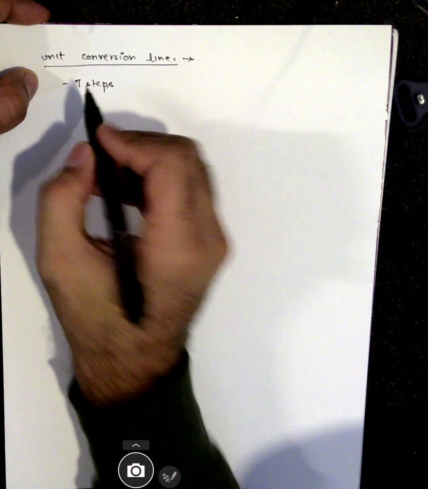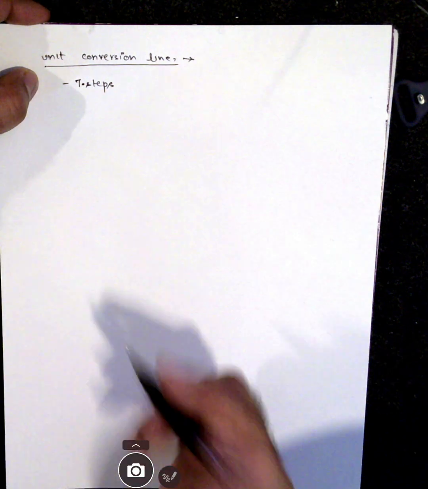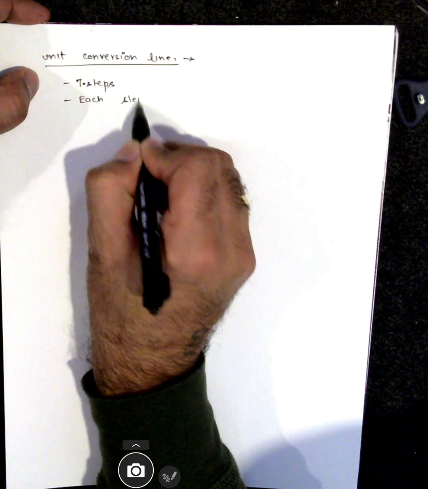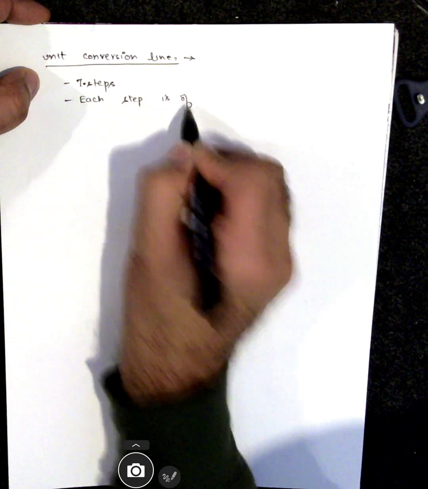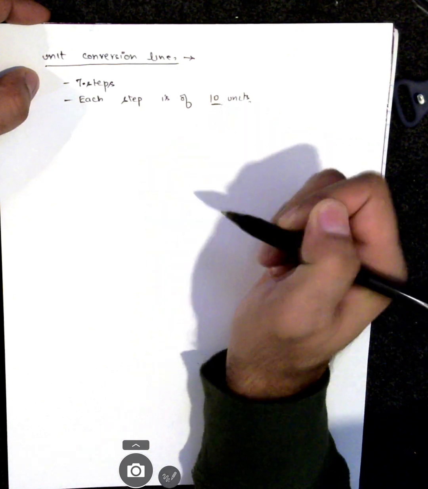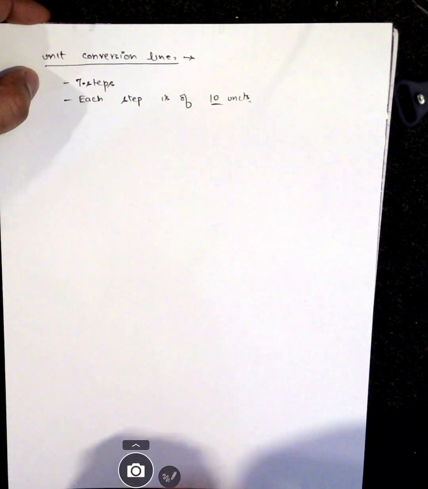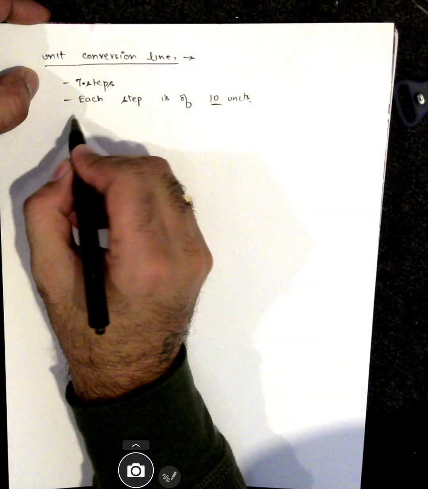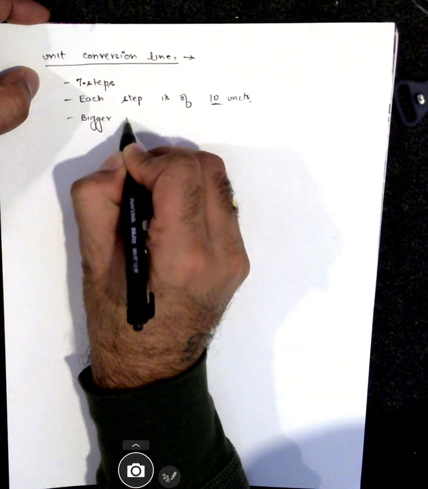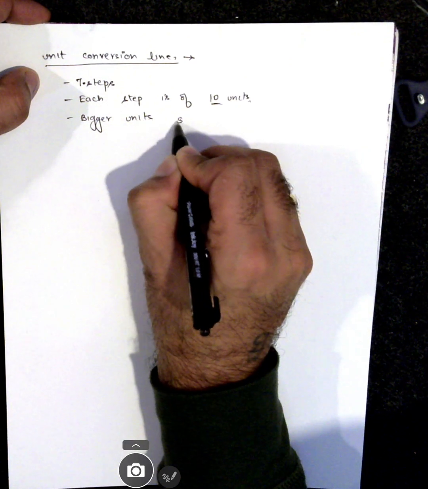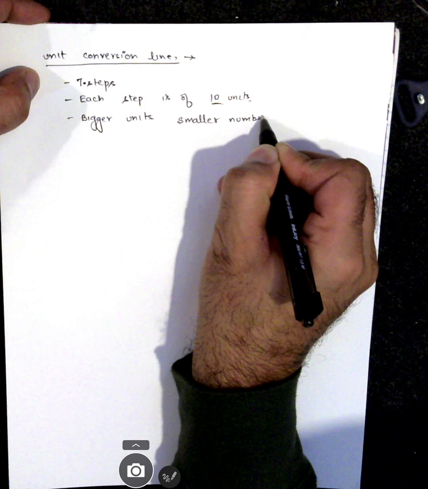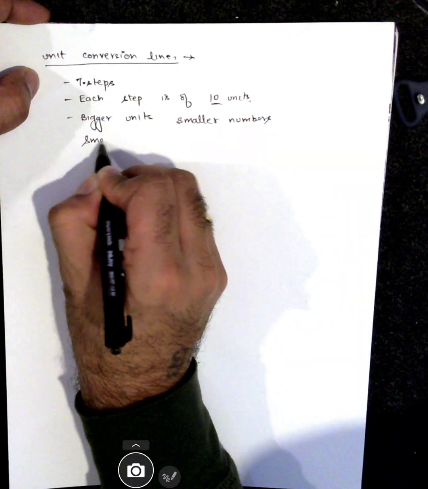So first thing we need to understand is that there are 7 steps and each step is of 10 units, let's say. That's the main thing, the 10. Each step is of 10. Now we have bigger units, smaller numbers. Smaller units, bigger numbers.